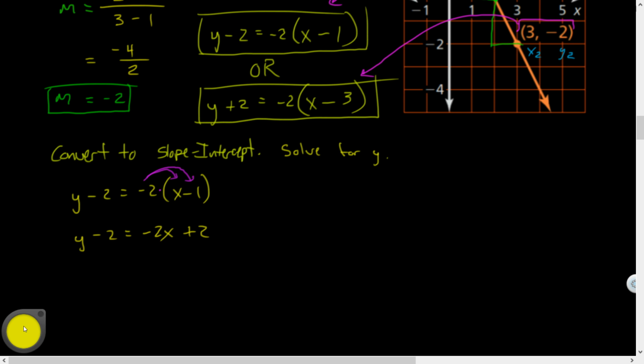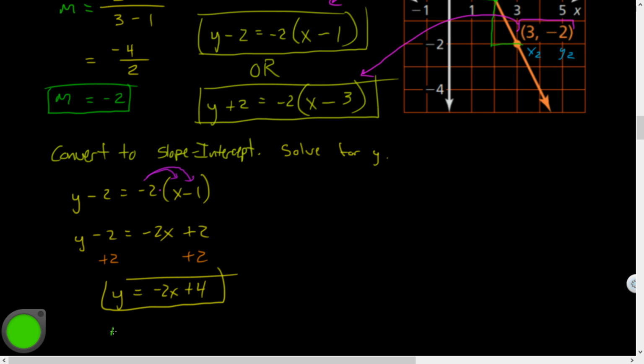How could I get y by itself? Y is being subtracted by 2. How do I move that minus 2? Add 2 to both sides of the equal sign. So I'll write this underneath this plus 2 over here, because those are like terms. And I get y equals negative 2x plus 4. Hey, slope-intercept form.